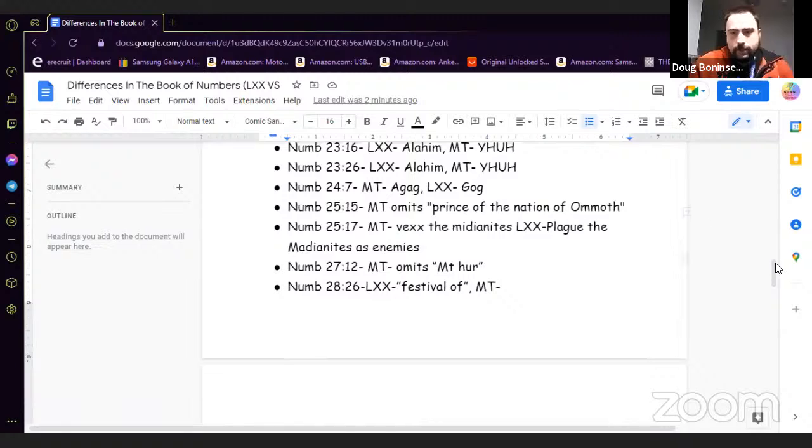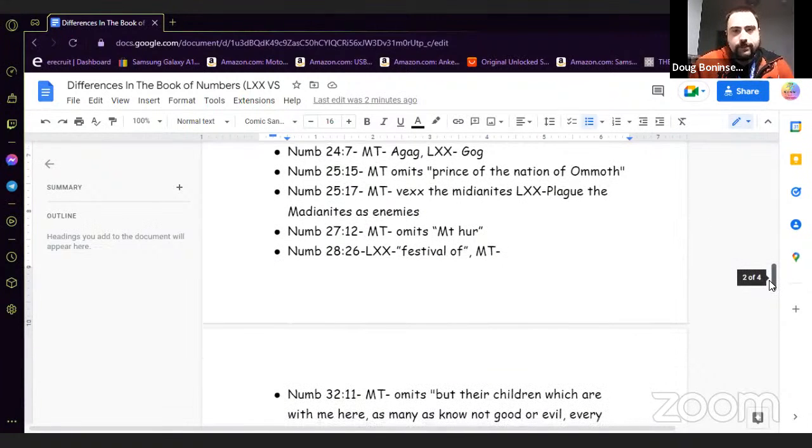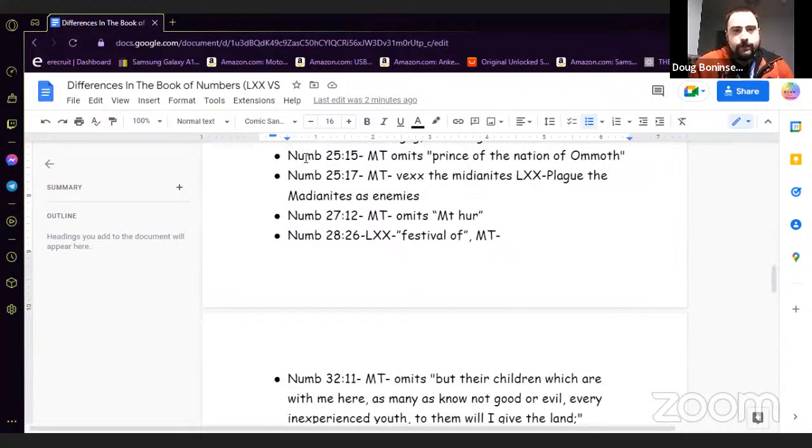Let's see here. So now we're going to go back to the document. Chapter 25, verse 15. The Masoretic text omits prince of the nation of Amoth. So the Masoretic misses a phrase here. All right, so prince of the nation of Amoth.